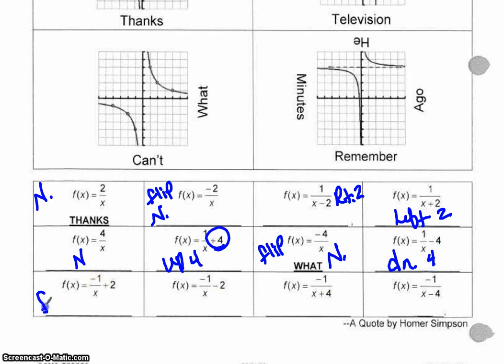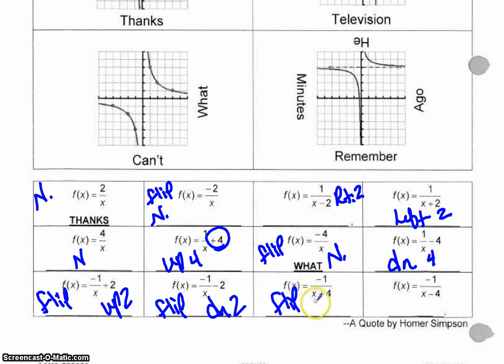We have a negative, it's going to cause it to flip. We have a plus 2 at the end, so it's going to go up 2. We have a negative, which is going to make it flip. We have a minus 2, which is going to send it down 2. We have a negative, which is going to make it flip.